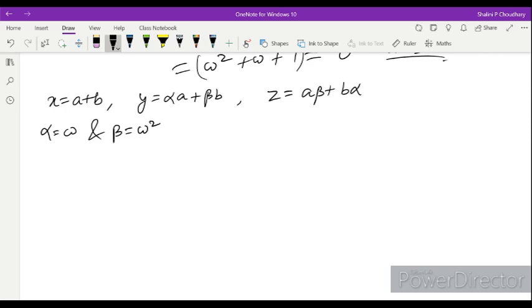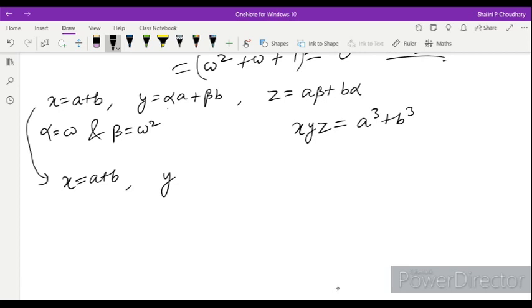So what we have to show is that xyz is equal to a cube plus b cube. Okay, now what we'll do, we'll write here the value of x, y and z. So x will be equal to a plus b, y will be equal to, alpha we will write as omega, so that will be equal to a omega plus, and beta is equal to omega square, so b omega square. Now for the value of z, we will put the values of alpha and beta, omega and omega square, so z will be equal to a omega square plus b omega.